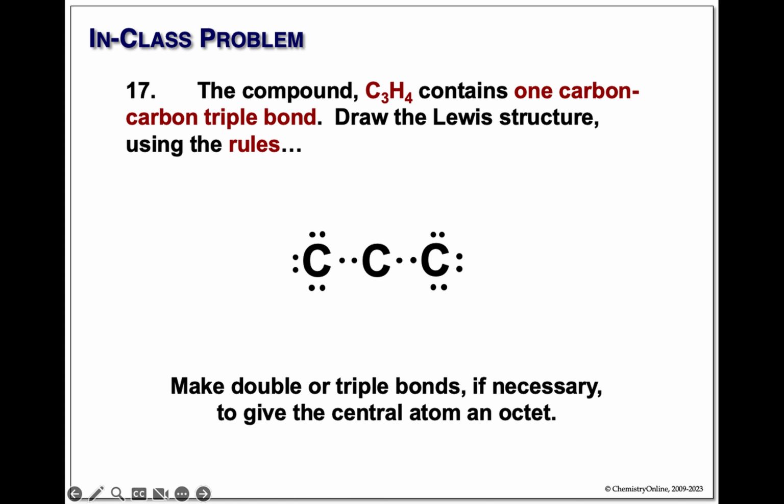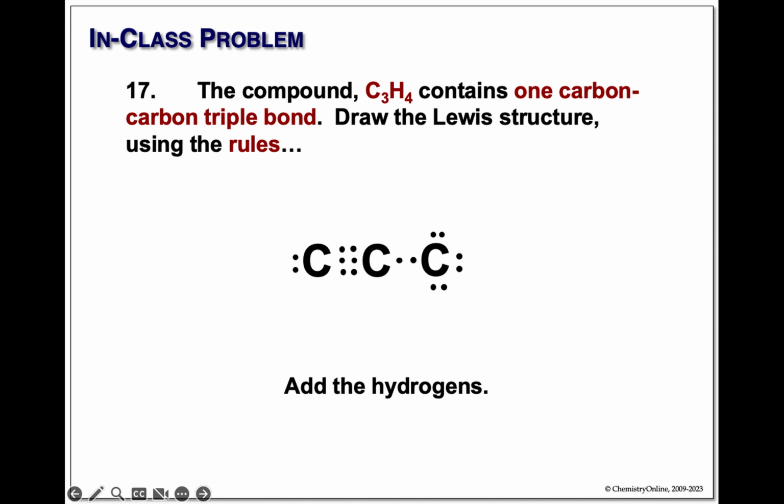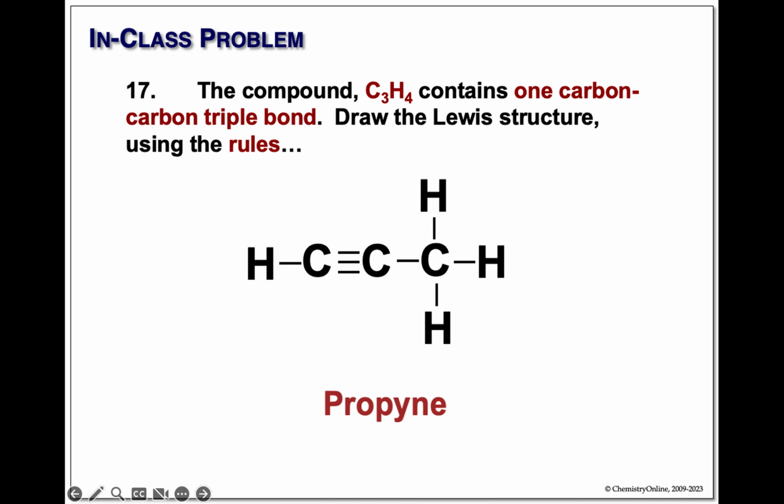So, make double or triple bonds. We know it has a triple bond, so let's just grab this and this, move them in, and make that. Finally, the rule says add hydrogens. Hydrogens are going to go where we have 2 unshared electrons. So 1, 2, 3, 4. And we're back to propyne. Any questions? Seems so simple now, doesn't it?